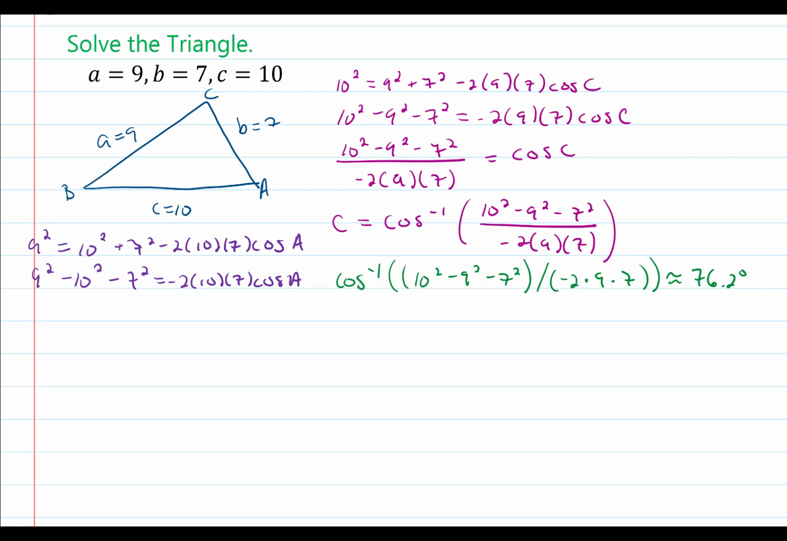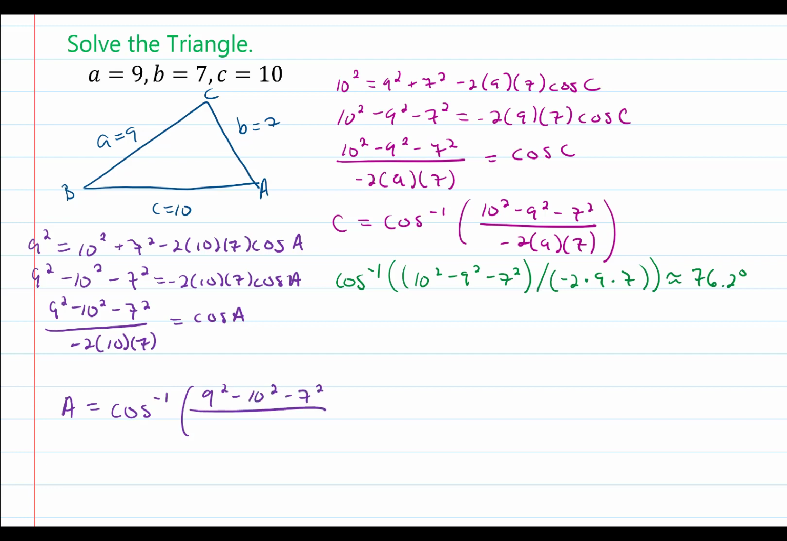I'm then going to divide by negative 2 times 10 times 7. This will give me 9 squared minus 10 squared minus 7 squared, divided by negative 2 times 10 times 7, and this is equal to cosine of angle A. I'm then going to take the inverse cosine of both sides, and this will give me the exact value of inverse cosine of 9 squared minus 10 squared minus 7 squared over negative 2 times 10 times 7. Putting this all into my calculator and evaluating, I get approximately 60.9 degrees.